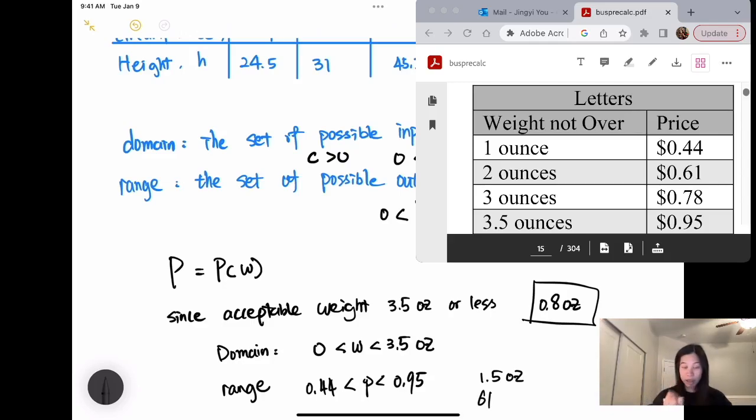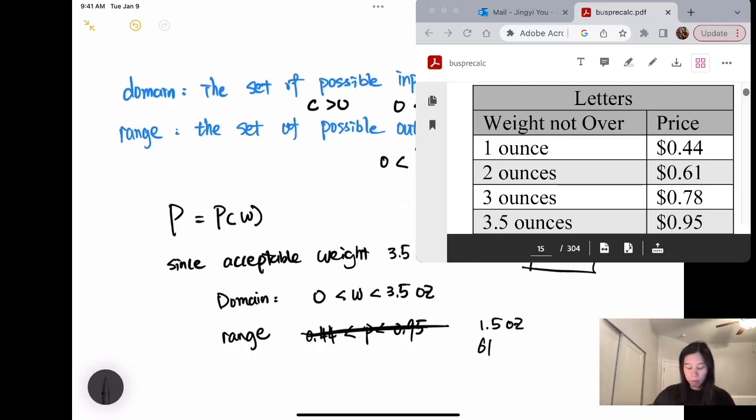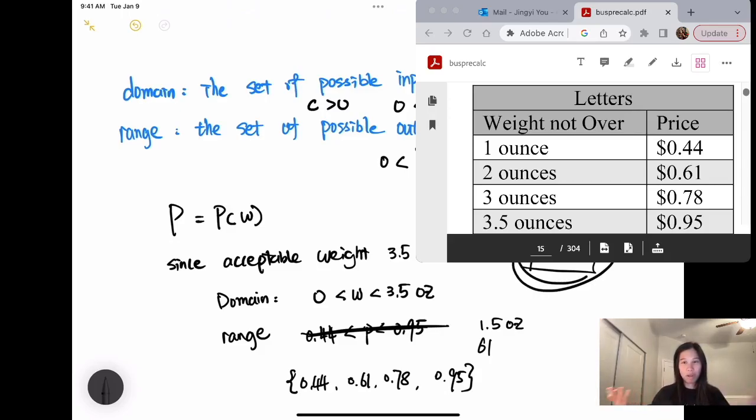So that means it is incorrect for us to write down the range as the numbers between 44 cents and 95 cents. It's more like a bracket. They either charge you 44 cents or 61 cents or 78 cents or 95 cents. They don't charge you in between. They don't charge you 50 cents. They don't charge you 70 cents. If your letter is 0.8 ounces, they are not going to charge you 13 cents. They are going to have to charge you 44 cents.